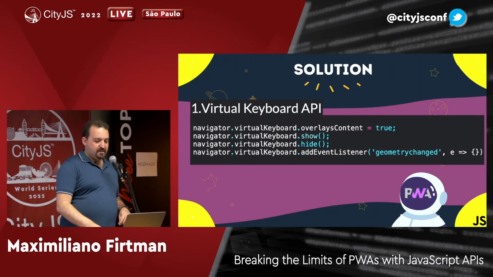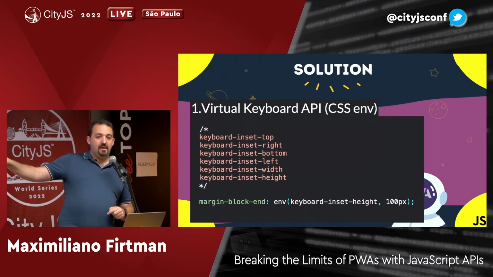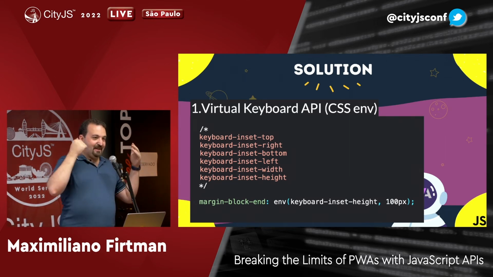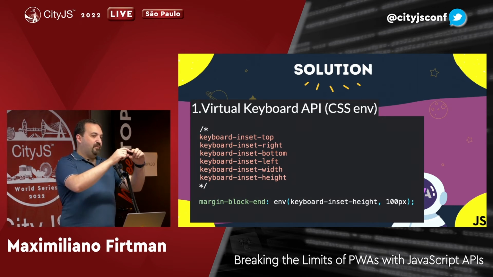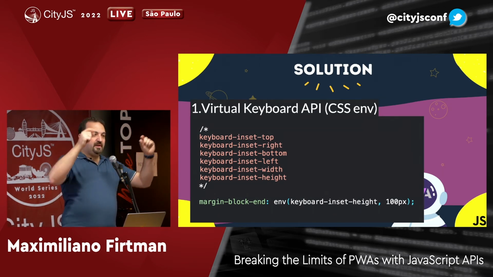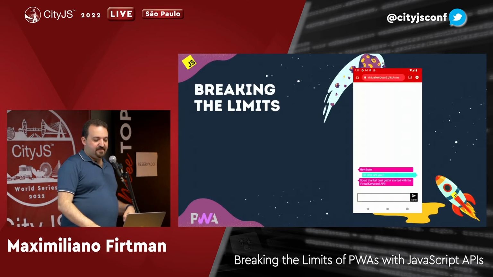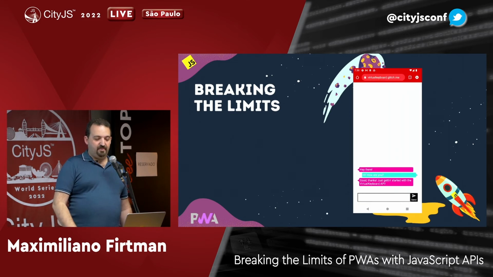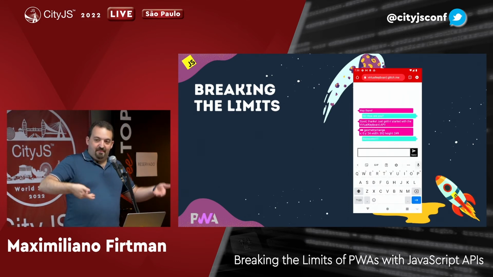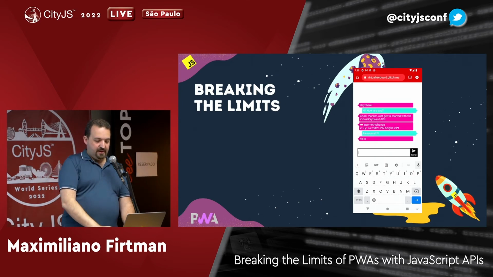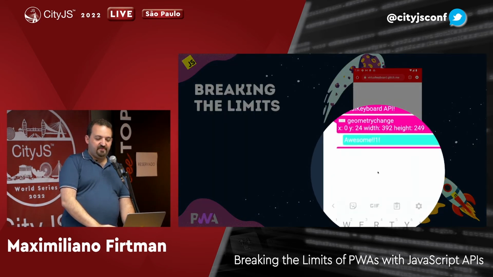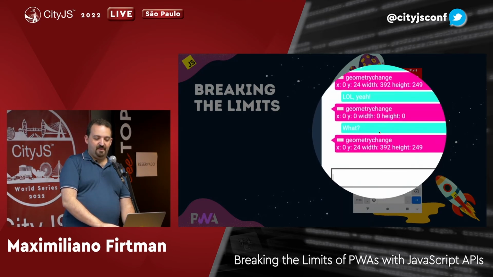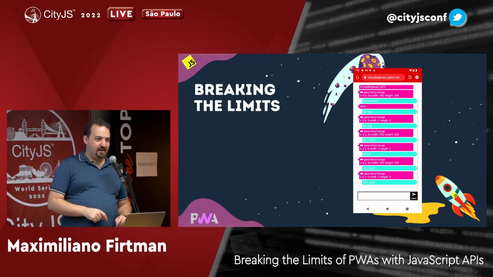So I have an example here on CSS as well. You have some environment variables, so you can know exactly when the keyboard starts and ends with CSS. So you can apply this on margins, and then you can put some part of your UI always on top of the keyboard, okay? So to see this in action in a video, here you have a chat system. So when you click on the input field, the keyboard appears and everything moves up. And also you will see here that there are some geometrychange fires. Every time it appears and disappears, geometrychange is fired with the information about the keyboard, okay?